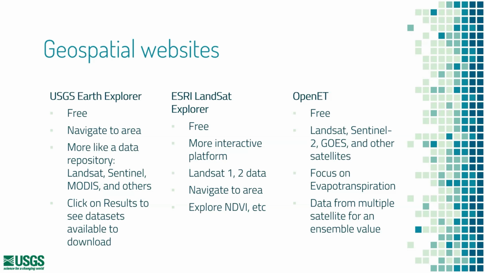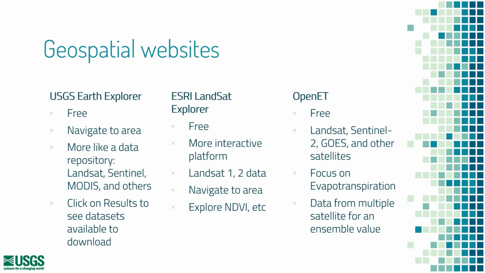There's a USGS Earth Explorer. It really is more like a data repository where it includes Landsat, Sentinel, MODIS, and other satellite imagery. You navigate to the area, you look for the data products you're interested in, and then you click results to be able to download it. Whereas Esri Landsat Explorer has a more interactive platform, and it really focuses more on Landsat 1 and 2 data. But you're able to navigate to your area of interest and explore different things like NDVI, which is really kind of fantastic.